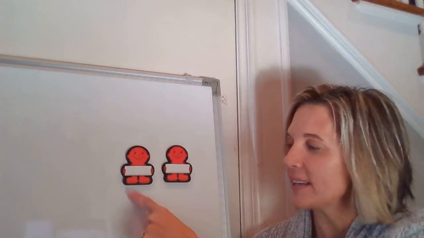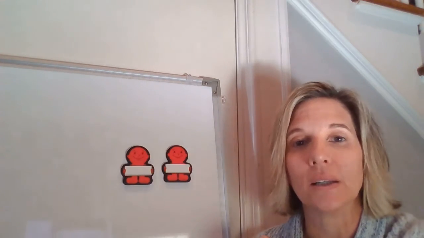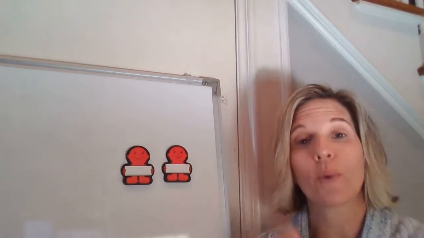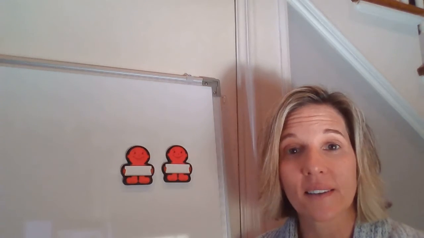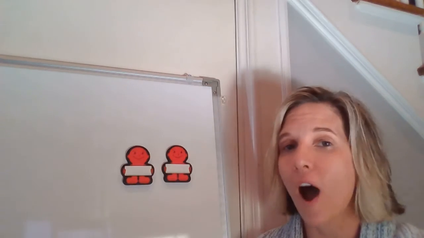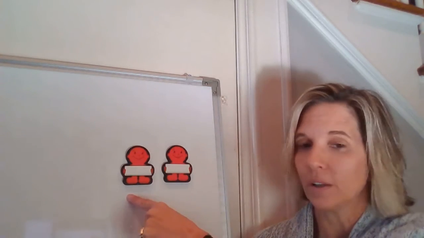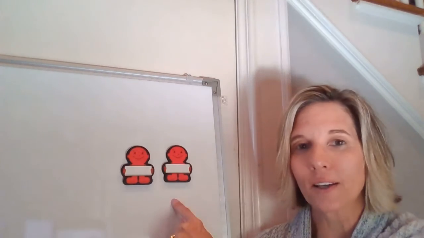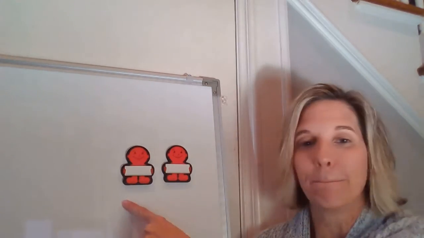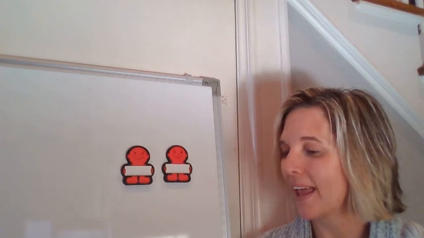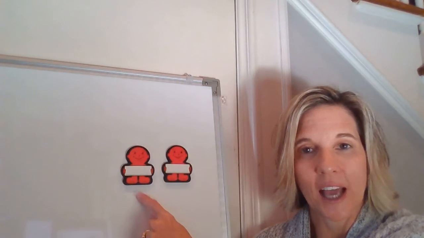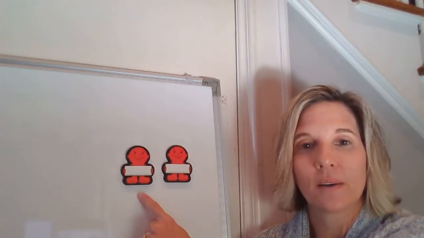How about if this is our first sound, b. Say that, b. And then over here we've got ox. Say that sound, ox. B, ox. B, ox makes box.